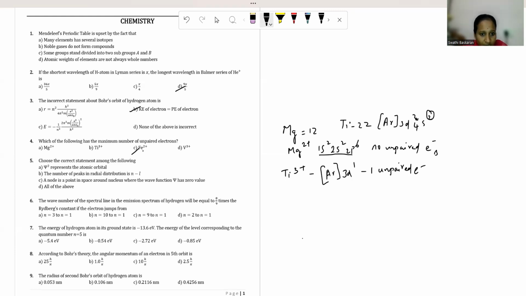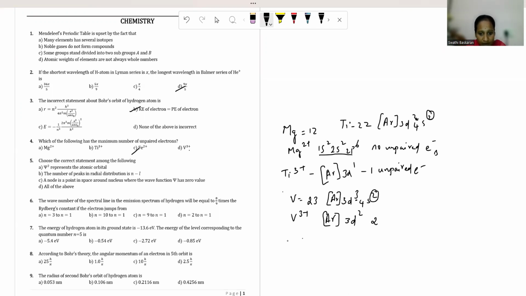Now coming to vanadium 3 plus. What is its atomic number? Vanadium has 23. Let us first do the electronic configuration: argon 3d3 4s2. When it becomes V3 plus, what does it mean? There is removal of 3 electrons. Which 3 electrons? These 2 electrons, and from here 1 electron, which means that it will have 3d2. So 2 unpaired electrons will be there.